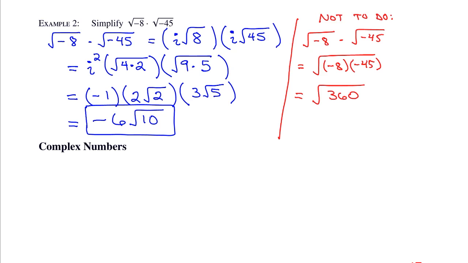The square root of 360 simplifies as 36 times 10. The square root of 36 is 6, and then of course the root 10 stays. But notice these answers are different, and the one on the left is the correct one. You have to handle each individual square root that has a negative first, and you have to create the i before you can combine square roots, like on the right side.